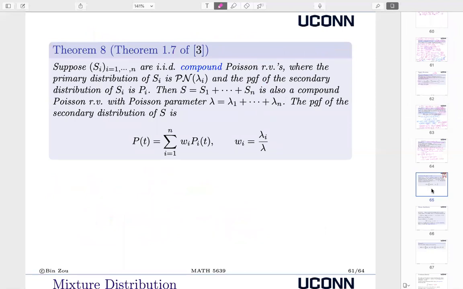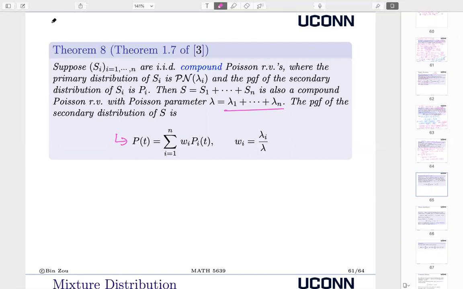This theorem really looks close to the standard result of Poisson distribution, right? So when we have Poisson, we add them up, it is another Poisson, and the intensity is nothing but the summation of all intensities. So here, a lot of things still stay true. The part that needs a little study is the new PGF of S.